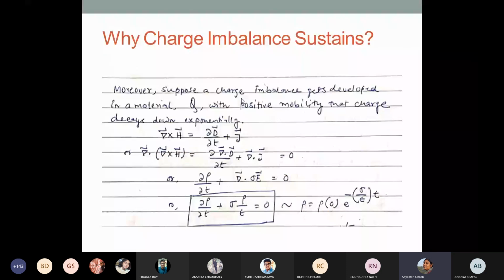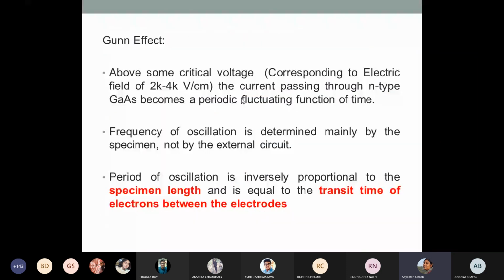Once you apply enough field, these oscillations start getting created immediately, and the period of these oscillations depends on the length of the sample, because the high field domain has to travel through the entire length of the sample and reach the other side of the battery. So you have, say, this block of gallium arsenide, and inside it a high field domain has been formed, which is nothing but a crowding of electrons.